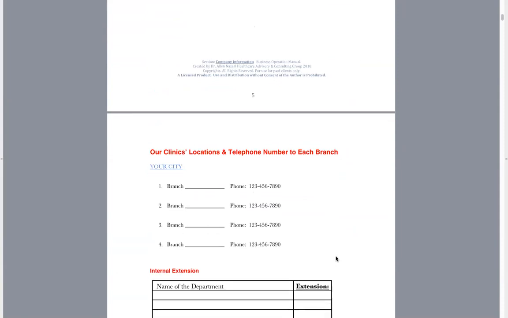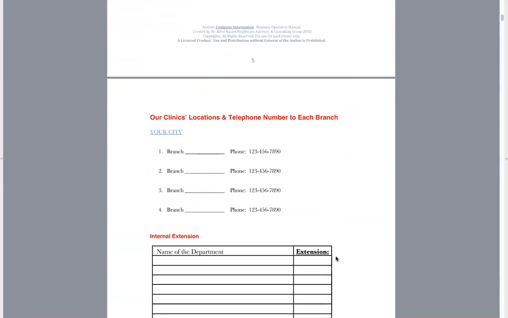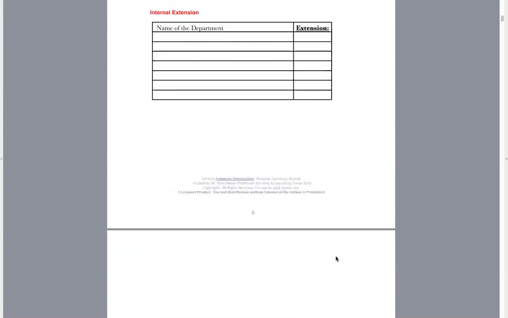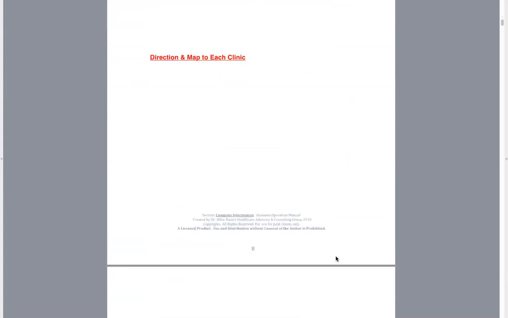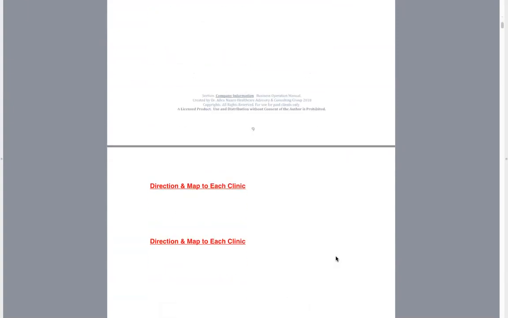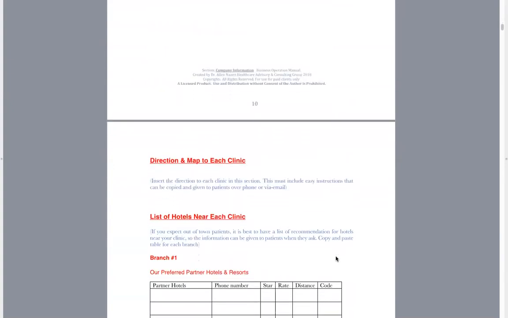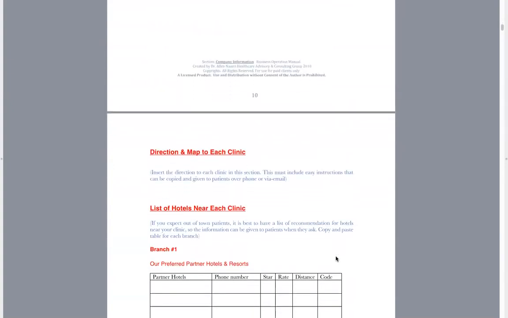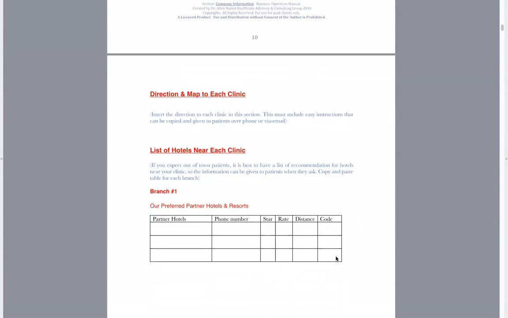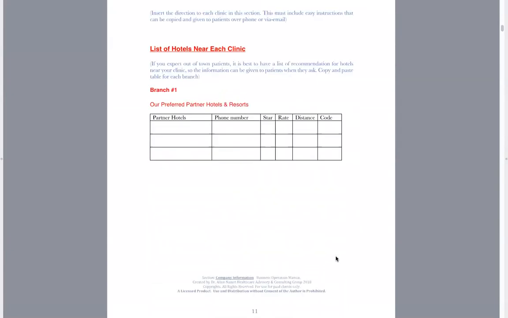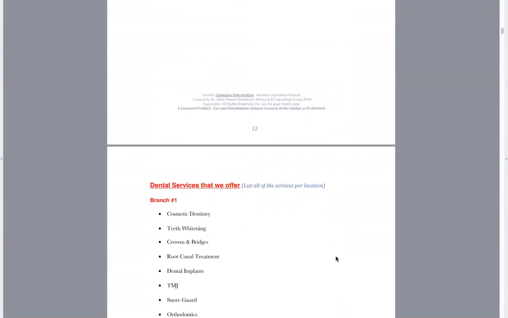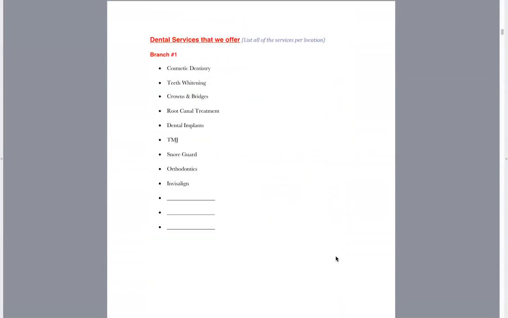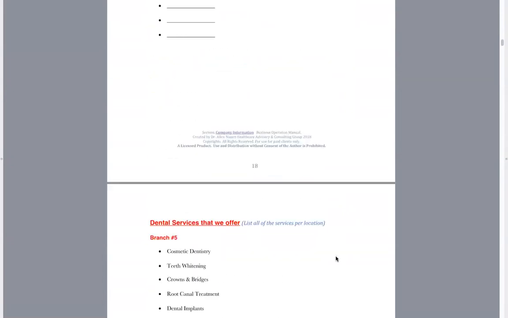Then there would be a section with all the branches that you may have, the phone number for each branch, and internal extension numbers. Then you can insert maps to each clinic, so your receptionist is very familiar with them in case somebody calls and needs an address, how to get there, what freeway or tollway to take, and so forth. Then the list of hotels. This is very important for clinics that attract outside-of-town patients, medical tourism, dental tourism. Then the services that are provided, so your staff knows what services are offered at each branch.